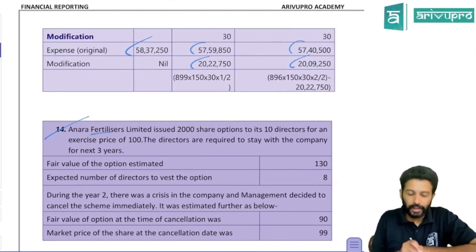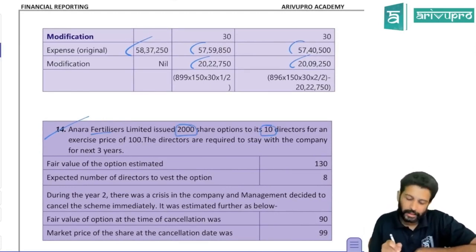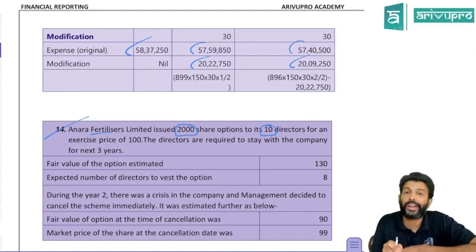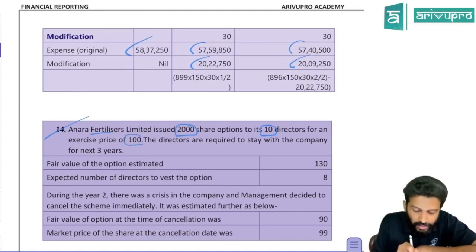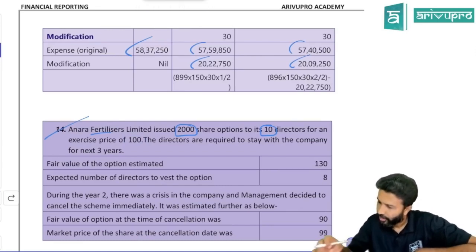Anara Fertilizers Limited issued 2,000 share options to its 10 directors. So totally 20,000. 2,000 share options to each of 10 directors, for an exercise price of 100 rupees.